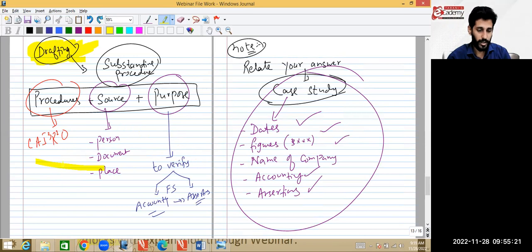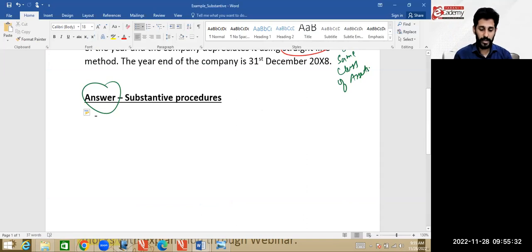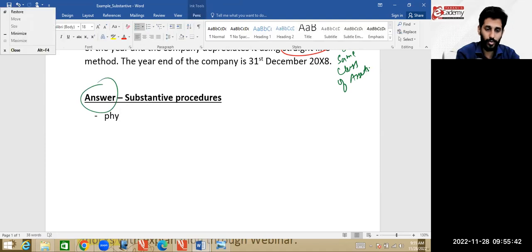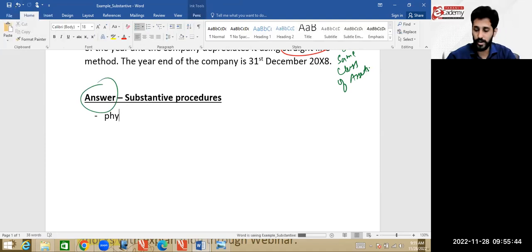What is a procedure? Procedure is the physical inspection. That means the physical visit. It's a place, property, to verify the assertion, that is the existence. Now see that you have to write in the present tense. That is the commanding action of the auditor. And remember, you are the auditor.